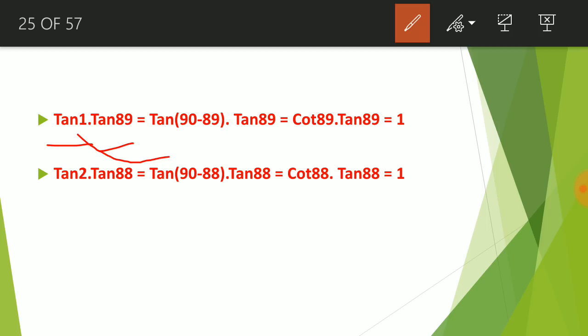Tan 1 can be written as tan(90 minus 89), because 90 minus 89 is 1. In fact, tan(90 minus theta) is cot theta. So tan(90 minus 89) will give us cot 89, and when cot 89 is multiplied by tan 89, it will give us 1.